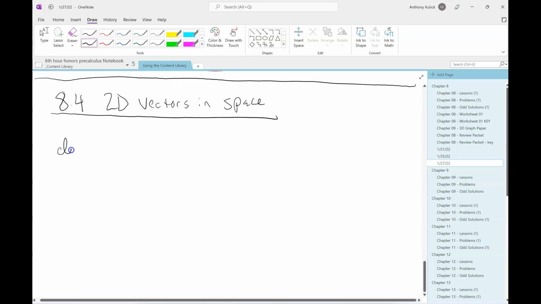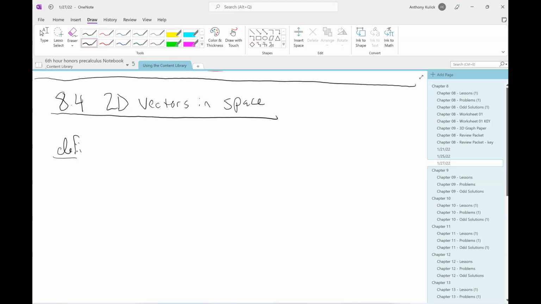So we're going to start here by defining another way to represent vectors. And at this point, you got to be like, it's cool, enough already. There's enough vector representations. I'm sick of it. Well, too bad. We have one more.